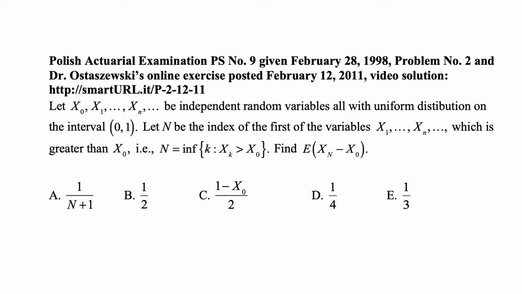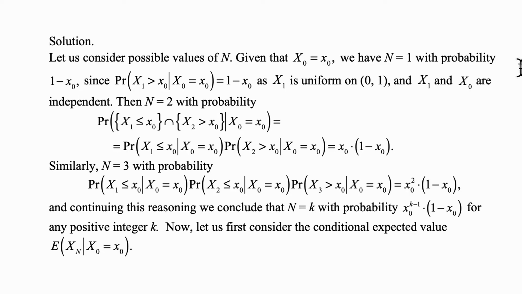Here's a problem for today for exam P on probability. Let x0, x1 through xn and so on, going into infinity, be independent random variables, all with uniform distribution on the interval 0, 1. Let n be the index of the first of the variables x1, x2 and so on which is greater than x0. So n is the smallest k such that xk is greater than x0. Find the expected value of xn minus x0.